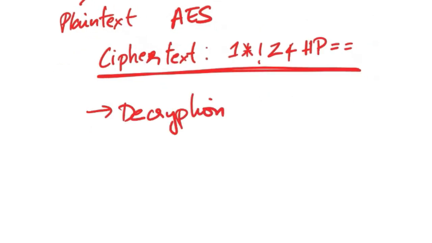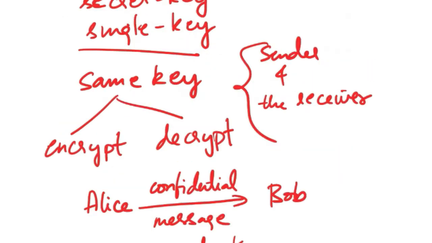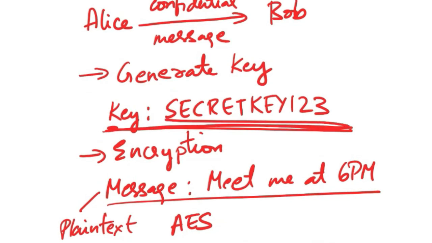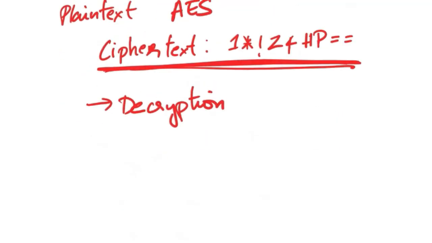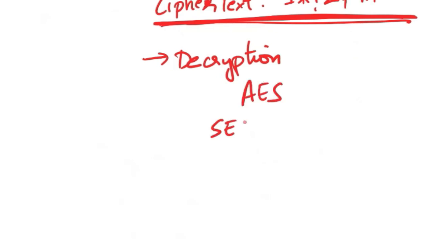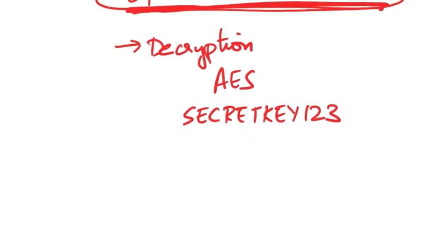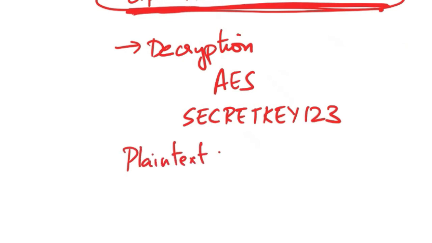So Bob receives the ciphertext. Bob wants to read it because this ciphertext makes no sense to him. So he will have to decrypt it to read the actual original plain text message. Bob knows the secret key, that is secret key 123. Now he will use the same encryption algorithm, that is AES, and the secret key, which is secret key 123, and he has the ciphertext. This is the ciphertext he has. He uses all of this and decrypts the message to get the plain text saying meet me at 6 p.m.